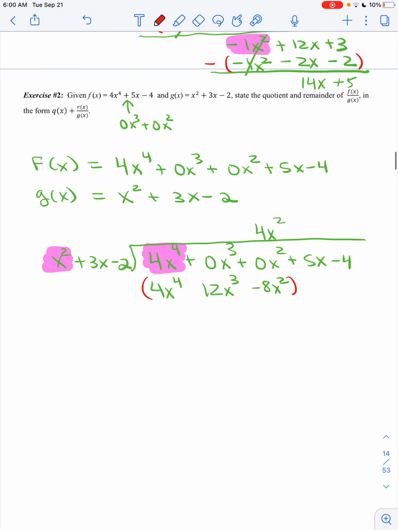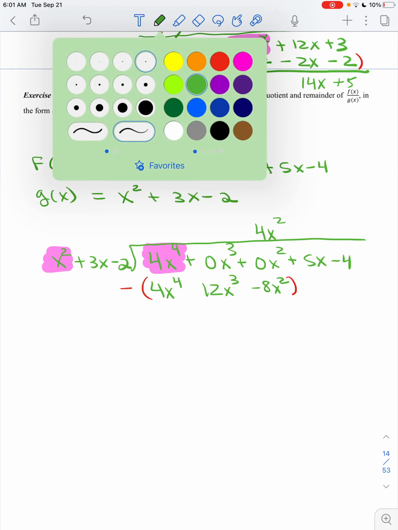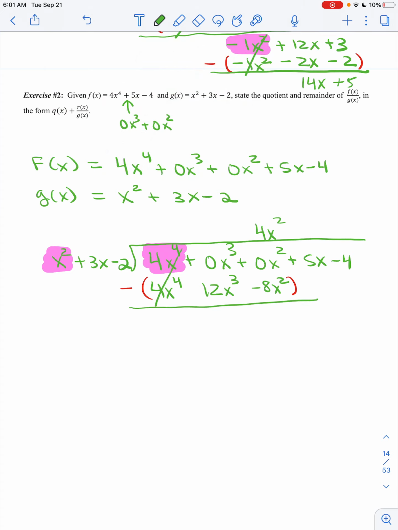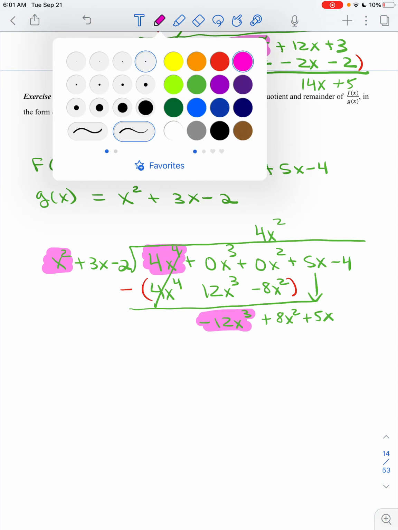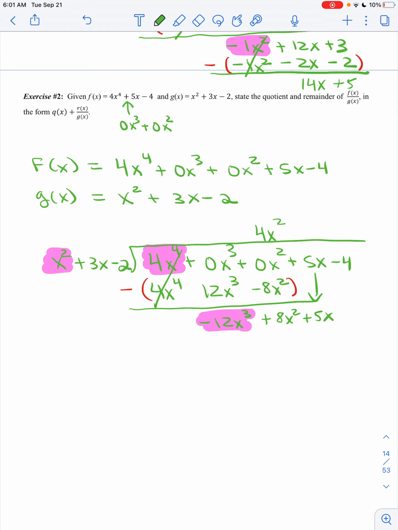And now let's subtract. So 0x to the third minus 12x to the third is negative 12x to the third. And 0x squared minus negative 8x squared is positive 8x squared. We're going to bring down this plus 5x. Now let's start the process again. Negative 12x to the third divided by x squared is negative 12x.